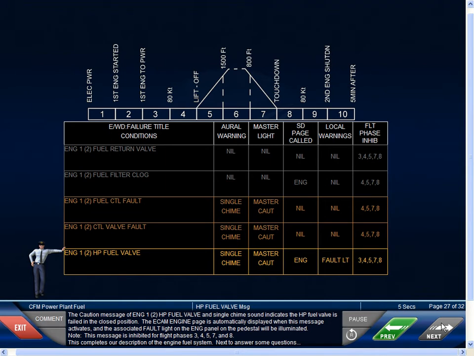This completes our description of the engine fuel system. Next, to answer some questions.